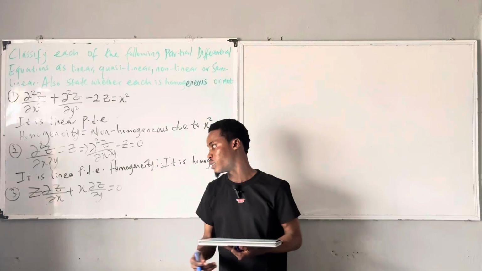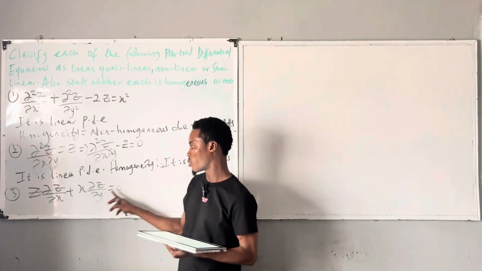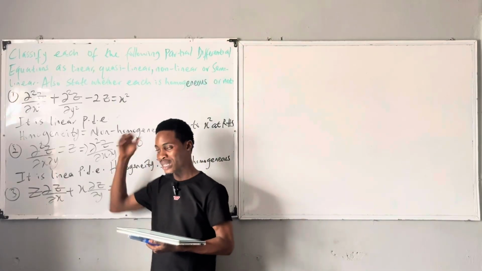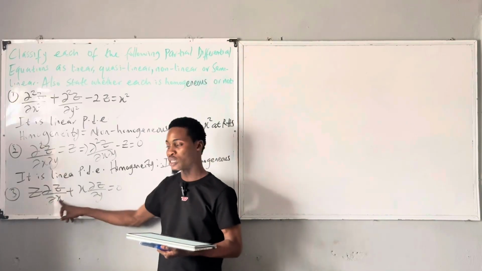What type of PDE is this? Let us study the terms. First term, second term, then we have is equal to 0. You can see that the order of the partial derivative here is 1, the other here is also 1. It makes it to be linear.